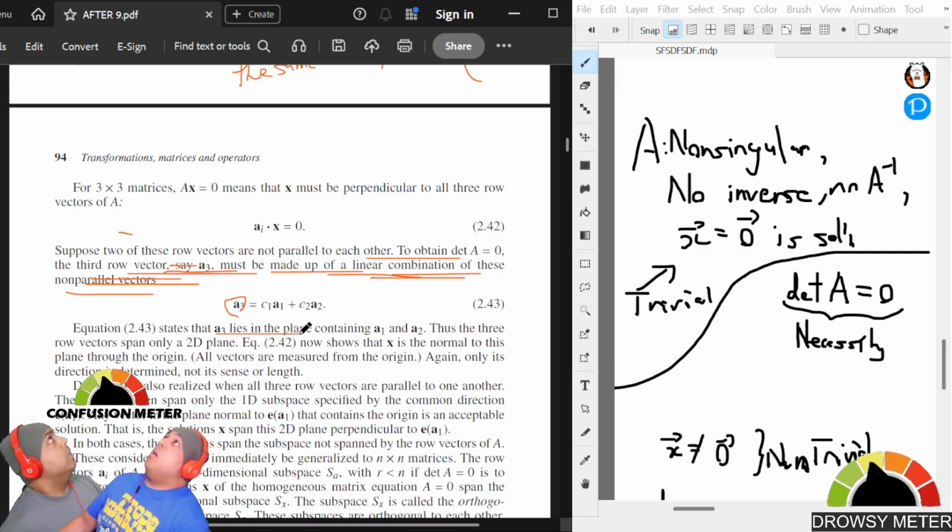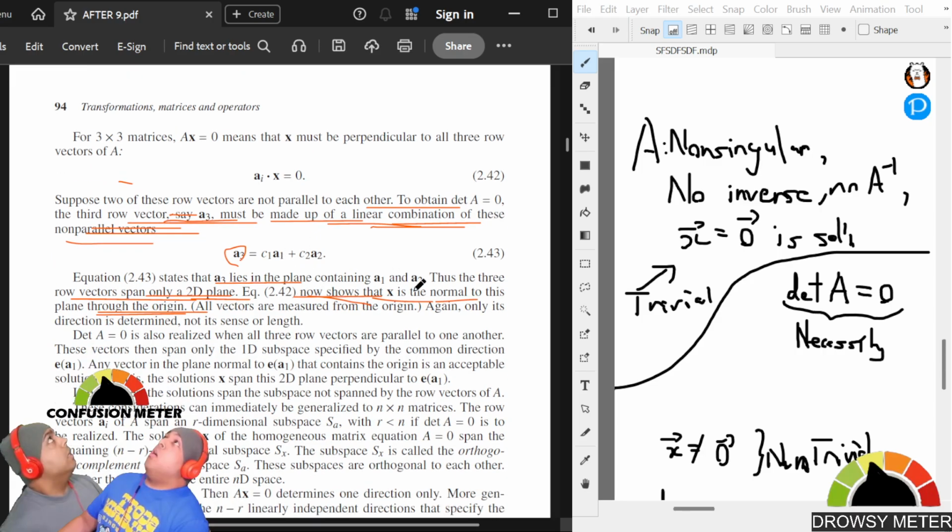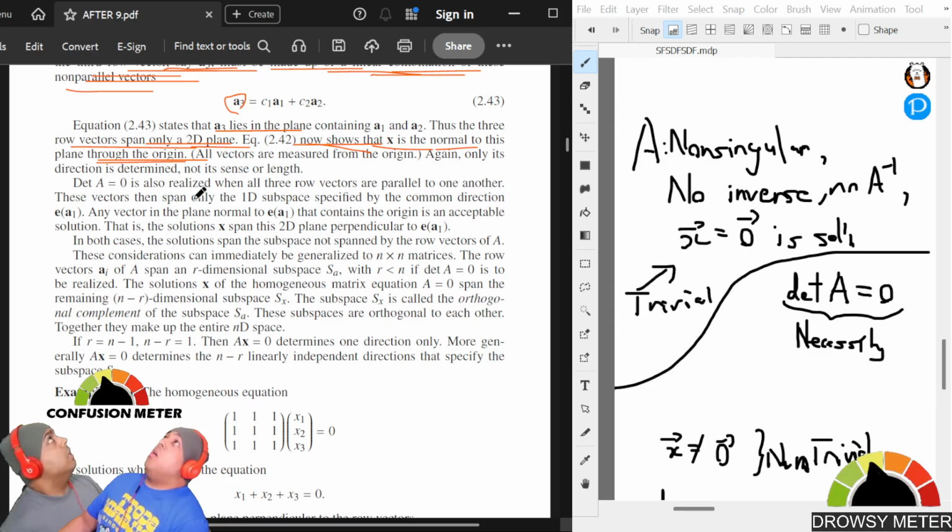This means that this A3 lies in the plane of A1, A2. The three row vectors only span a 2D plane. This shows that X is a normal to this plane through the origin. All vectors are measured from the origin. Again, only its direction is determined, not its length. Determinant of A equals 0 is also realized when all three row vectors are parallel to one another.